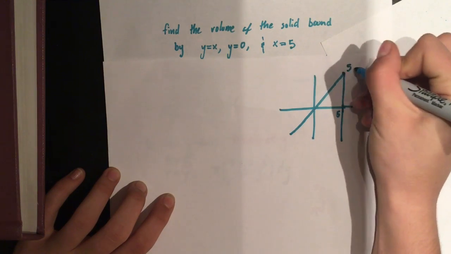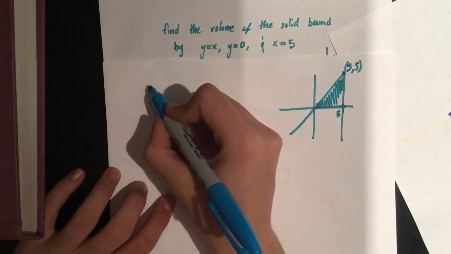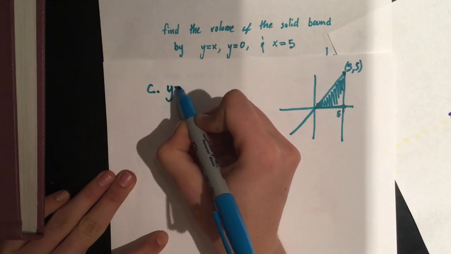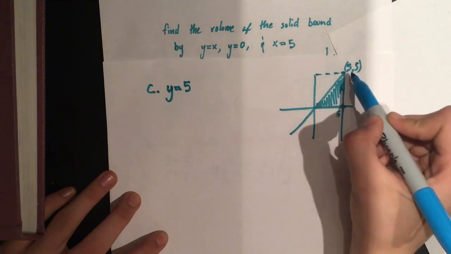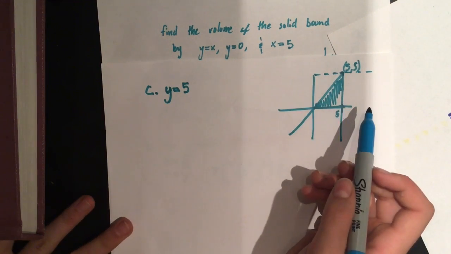So I'm going to draw this out again just because this is a lot easier if you can visualize it, especially visualizing the rotation helps a lot. But for part C, we're going to do y is equal to 5 for the axis of rotation. So we're rotating this up. This is going to be a little bit different than before, but it's still not very difficult.